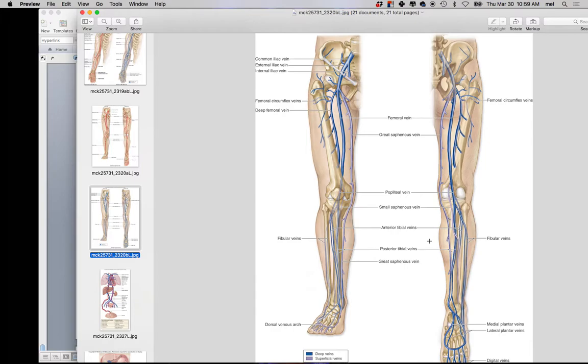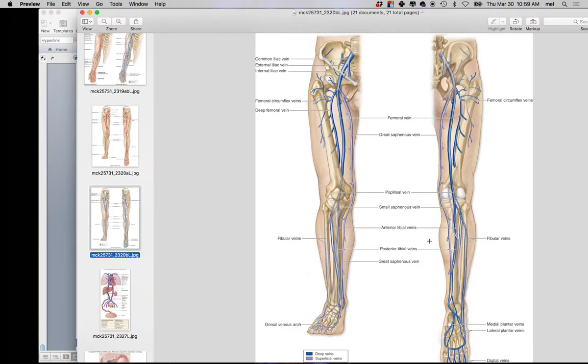Okay, you've got a pair that run up the backside. These guys right here are the posterior tibial, and they dump about the popliteal. Okay, and then I've got a pair that runs up this front side right here that dump about the same place, and that's the anterior tibial, right? All dumping into the popliteal. Super logical. And then you move up.